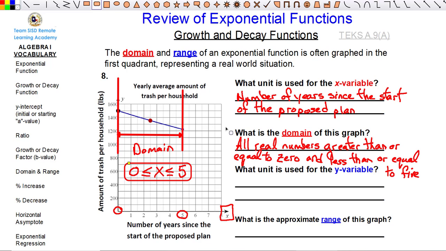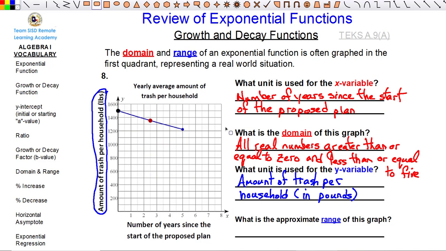All right. Moving on to range. What unit is used for the y variable? You're right, the amount of trash per household in pounds. Okay, so it looks like they have this plan to reduce the pounds of trash per household. How they're going to do that, I don't know. But the graph shows that it's going down to the right over a number of years. So that's the plan.